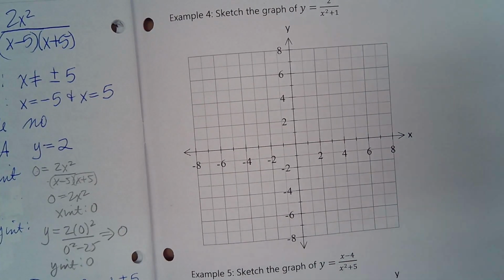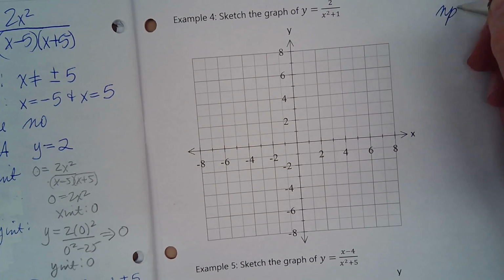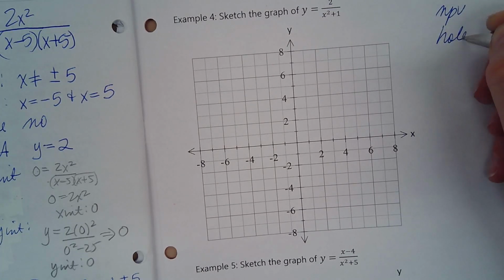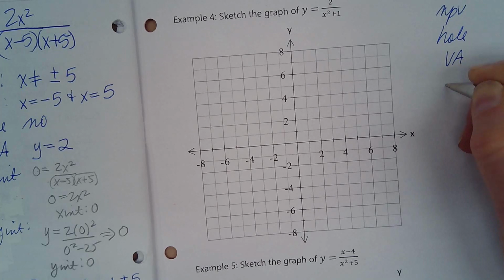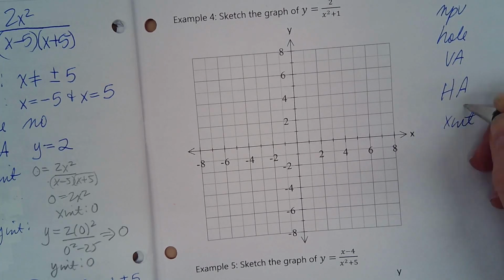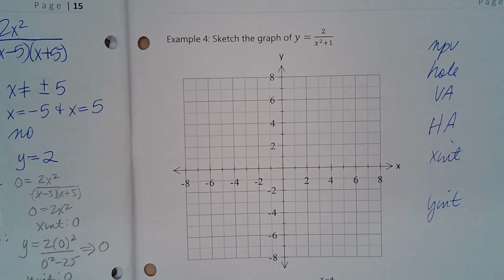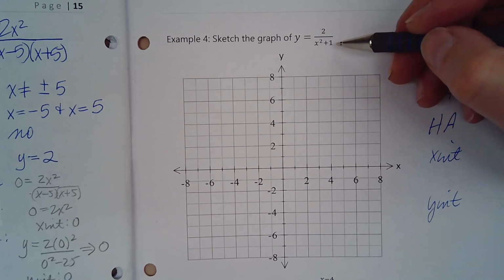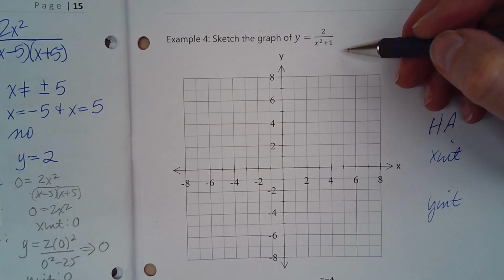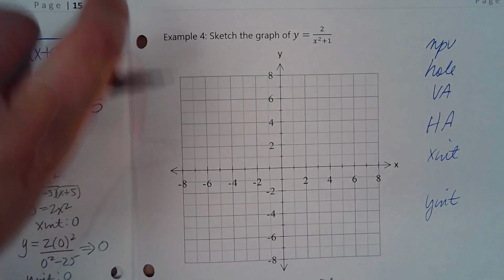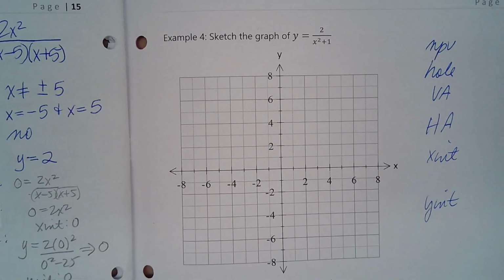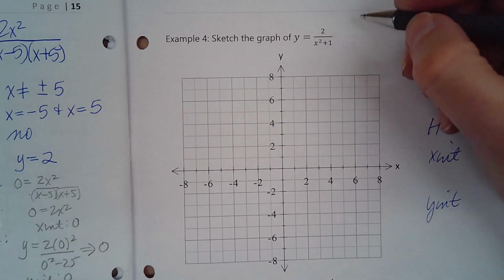Okay, what's happening here? Same old deal. We have non-permissibles. I have to identify holes, vertical asymptote, horizontal asymptote, x-intercept, y-intercept. All right, so I look. Can I factor it at all? Nothing to factor. X squared plus 1. If it was a minus 1, it would be difference of squares, but it's a plus 1. So can't factor.